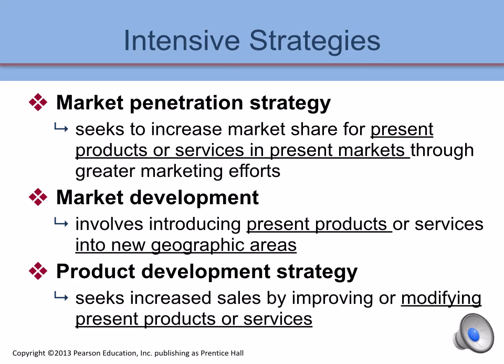The second one, market development, involves introducing present products or services into new geographic areas. For example, the car company Ford Motor is introducing 8 new vehicles in India between 2011 and 2015 to capture increasing demand in the fast expanding car market in India. Another example is Walmart expanding in Mexico by buying local supermarket chains.